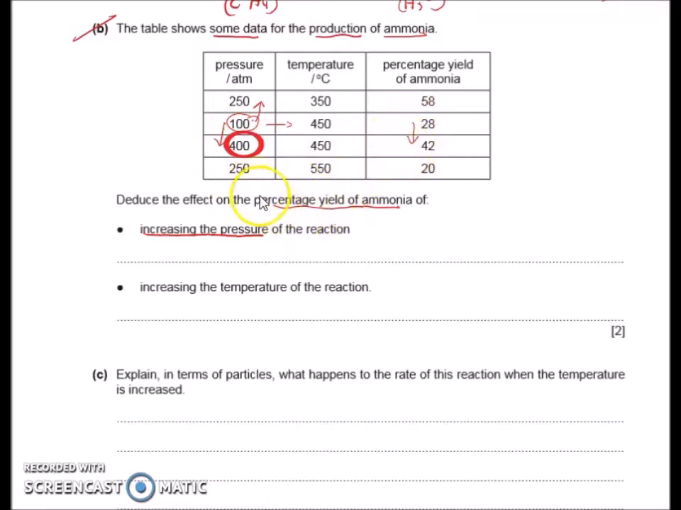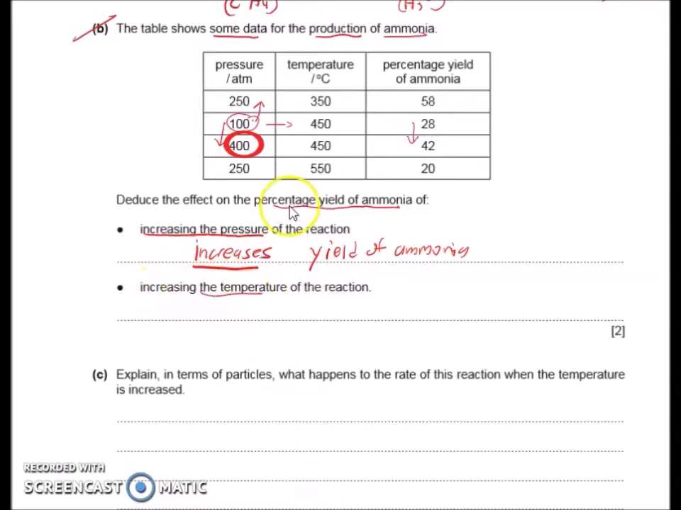So you can say increase in yield, or in percentage yield, of ammonia. Okay, it increases. I think the best way to write here, you just put increases yield of ammonia. Okay, the word increases. Okay, now the second one is increasing the temperature.